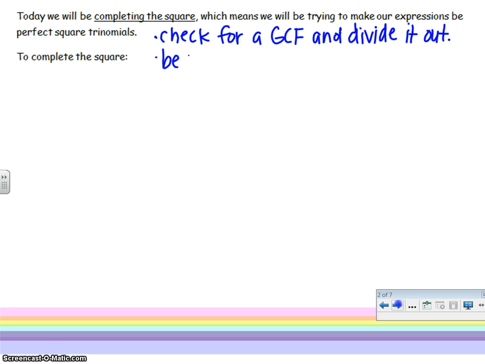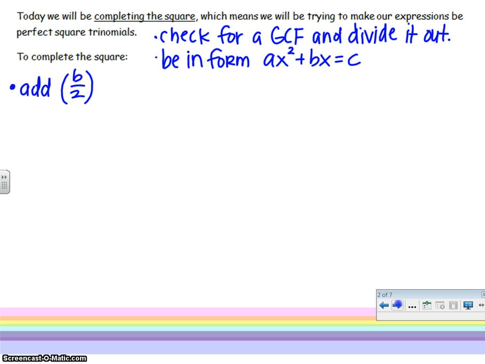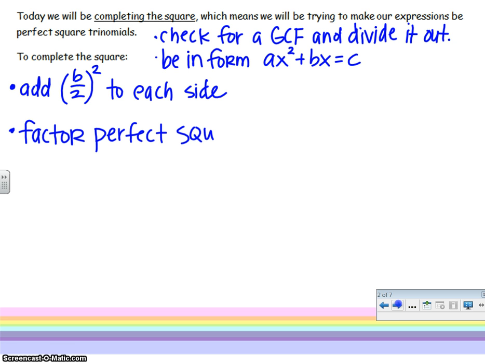Next, we're going to make sure that it's in the form ax squared plus bx equals c. Once it's in this form, we're going to complete the square, which means we're going to add something to both sides of our equal sign. We're going to add b divided by 2 squared to each side. Once we do that, we are going to have a perfect square trinomial, and so we're going to factor that. And then our final step, we will just solve using square roots.